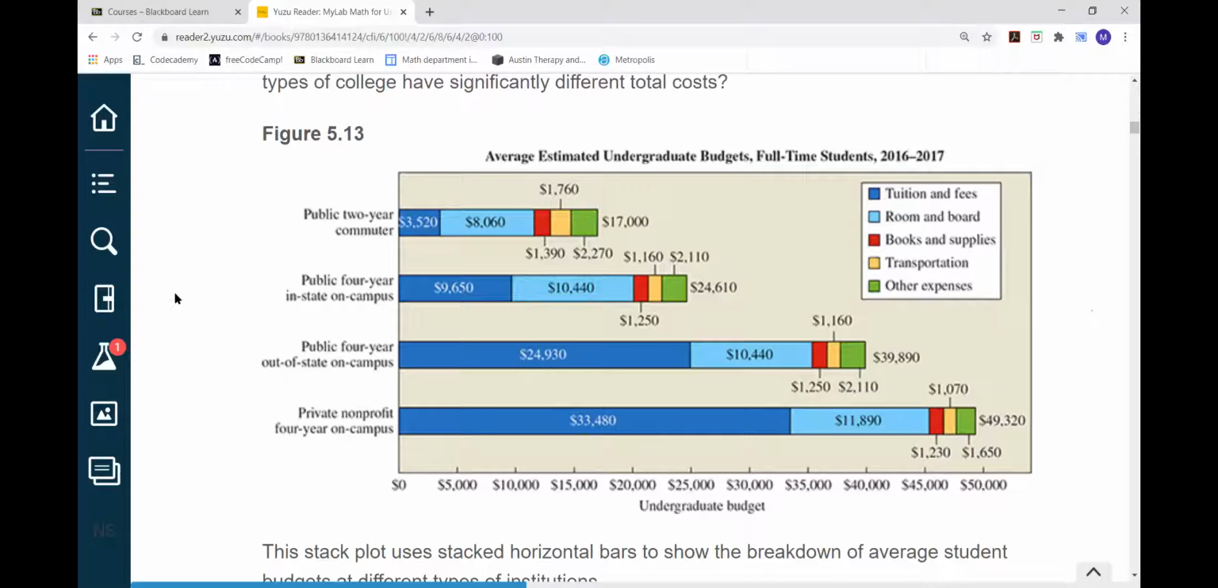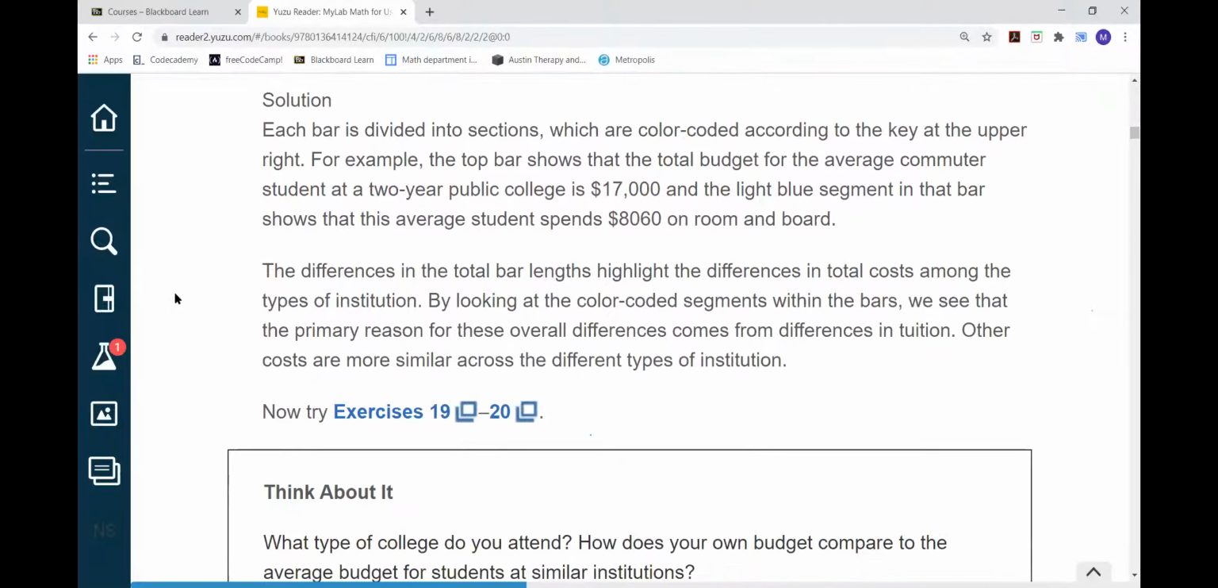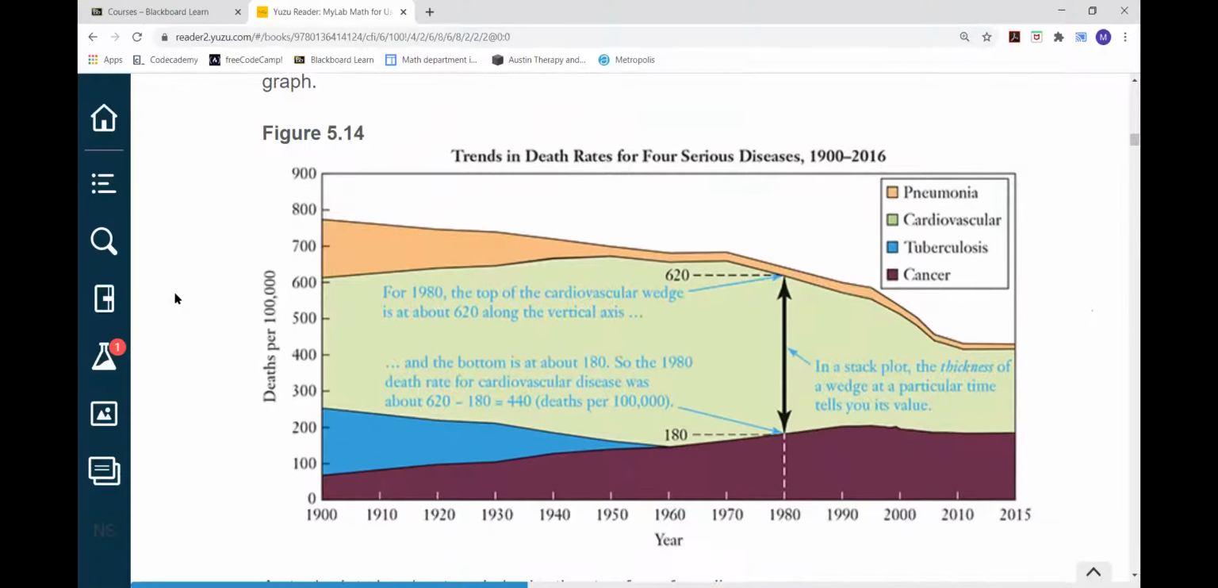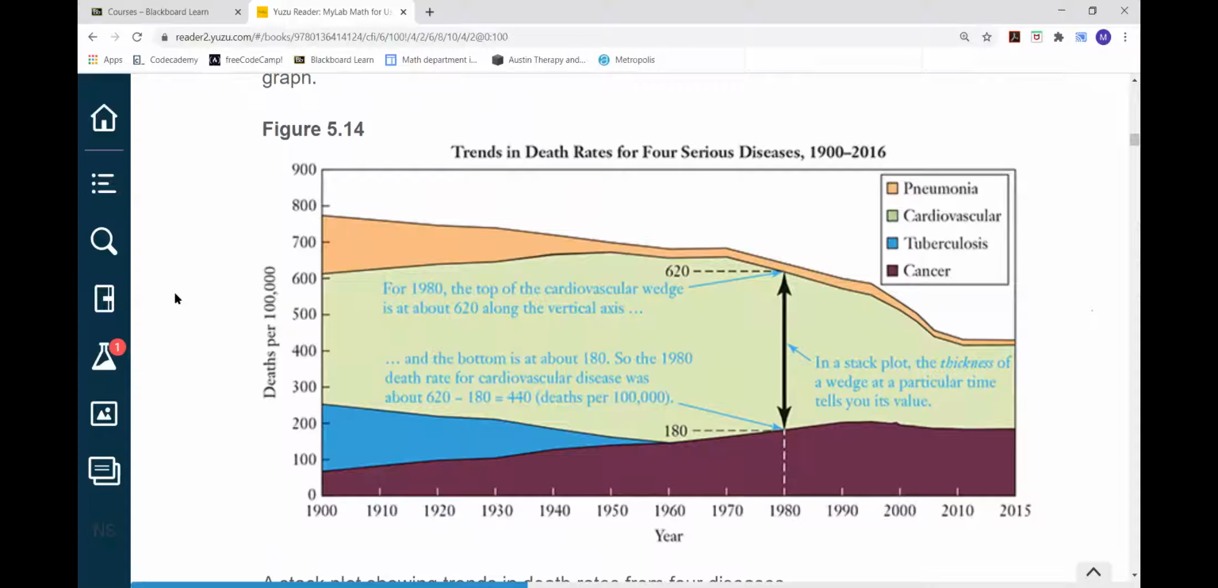Okay, questions about this, about how to interpret this graph? This is number 19. 21 says we're looking at 5.14. Now we're looking at this stackable.